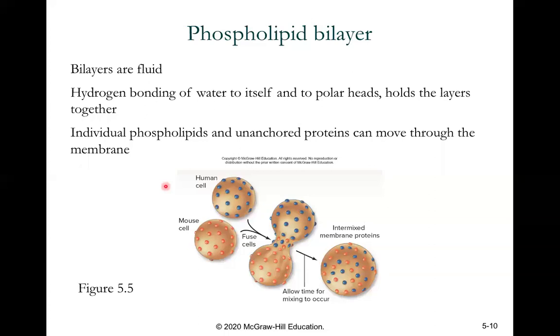We know that individual phospholipids and unanchored proteins can move through the membrane, allowing different solutes to move back and forth through cells. And the same can be said when we're talking about the fusion of human cells to mouse cells, where there's a fusion of the membranes that can intermix those proteins that are on the membrane.